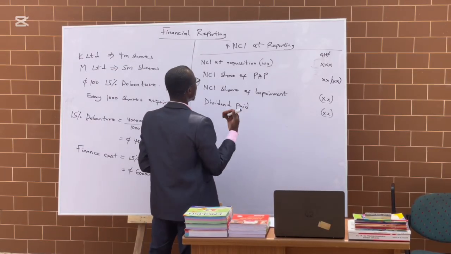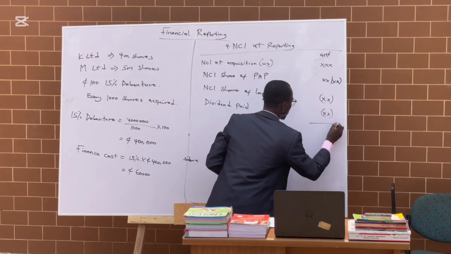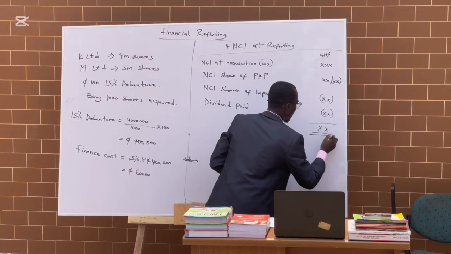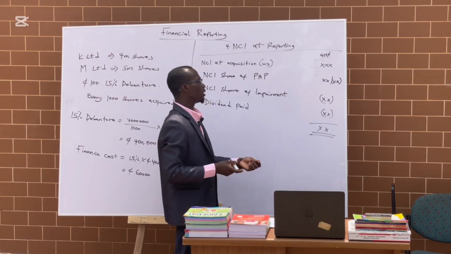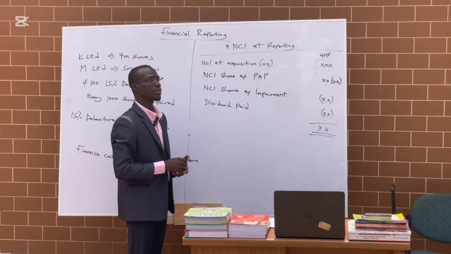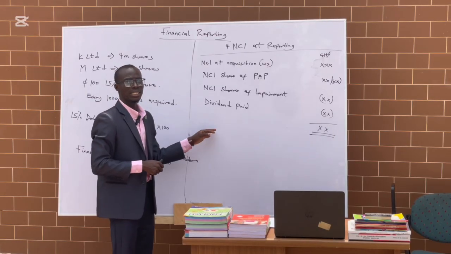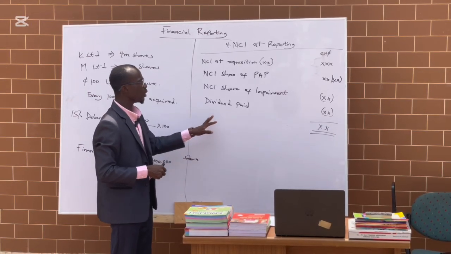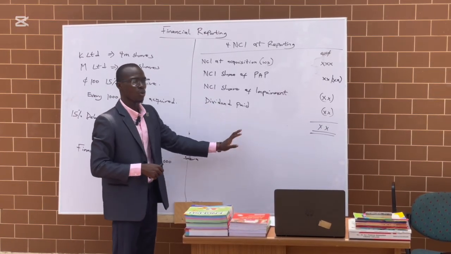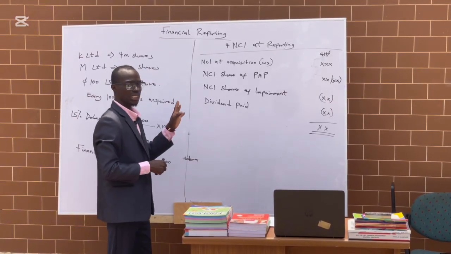So when you do it, it's going to give you the total of NCI at reporting. And this one will go to the group consolidated statement of financial position, beneath the equity side. The total of this figure will go beneath the equity. So that's how the workings 4 is going to be done.